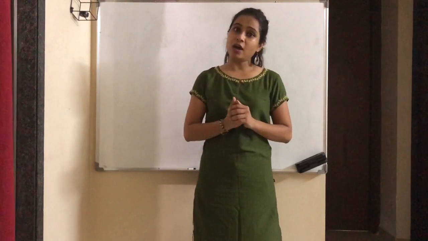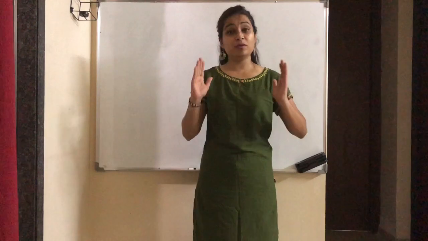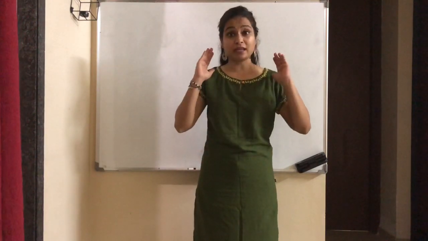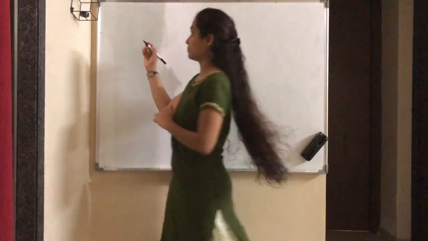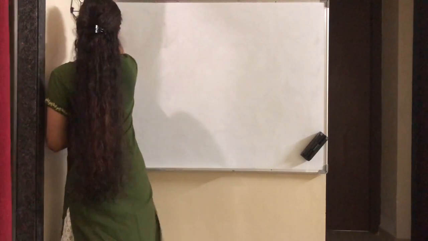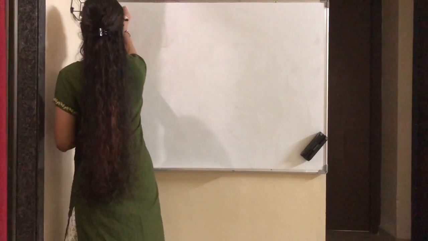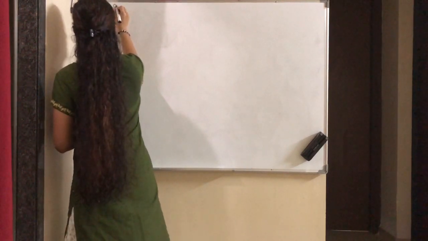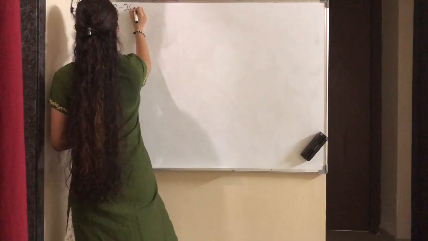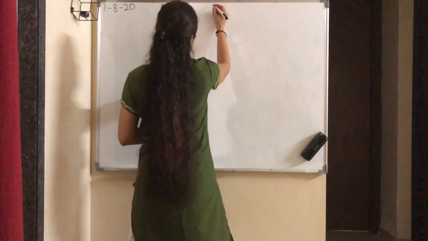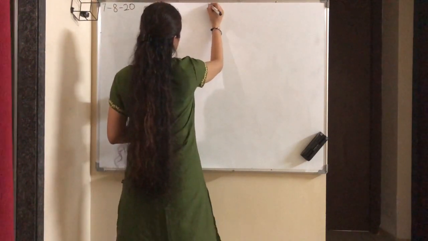Okay, so now let's start drawing. But before we start drawing, we have to write the date and the heading. So now let's write the date. So the date is 7-8-20. And the heading will be flowers.